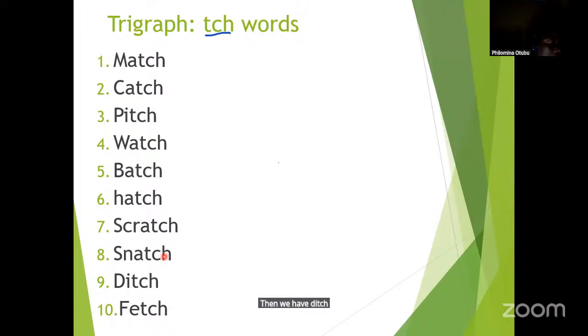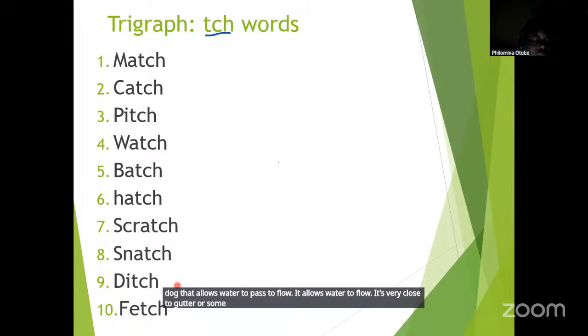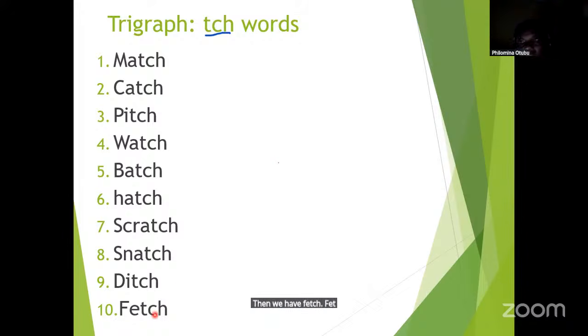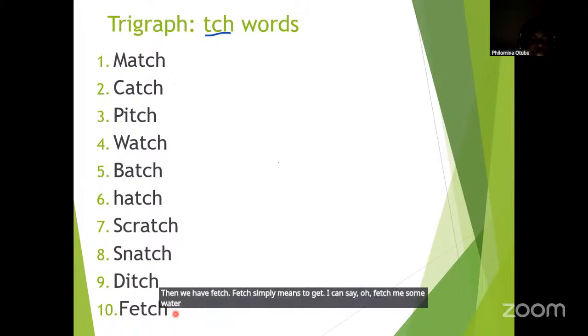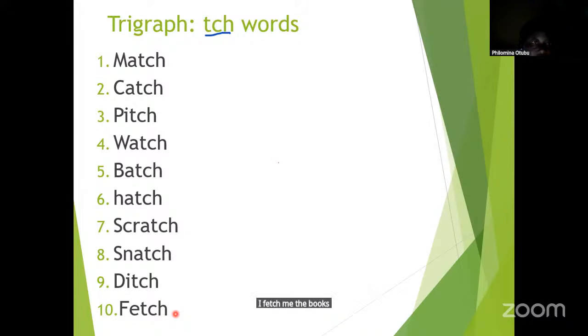Ditch is a hole dug that allows water to pass through, to flow, especially close to a gutter or places where, when rain falls, the water will be stagnant. They can make a ditch so that the water can easily flow. Then we have fetch. Fetch simply means to get. I can say, fetch me some water. Go and get me some water. Can you fetch me the books? Go and get me the books.